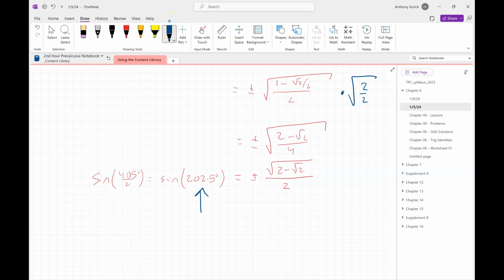What quadrant is 202.5 degrees in? That's Q3, yep, because it's bigger than 180 degrees, but still less than 270. So if we do all silly turtles crawl, sine in the third quadrant is negative. And I'm done.